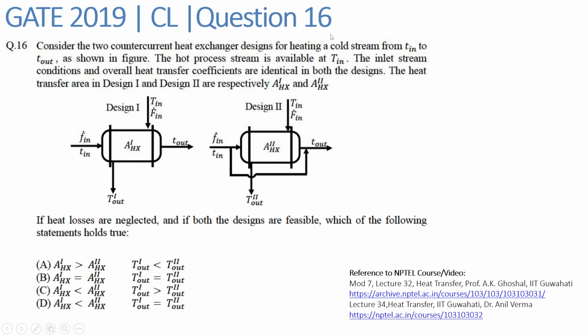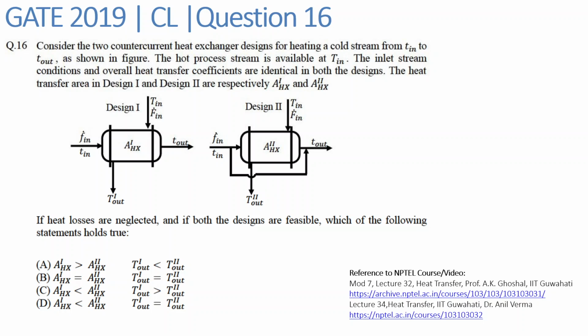Everyone, we will be solving question 16 of GATE Chemical Engineering 2019 paper from the subject of heat transfer. So the question is, consider the two countercurrent heat exchanger designs for heating a cold stream from T in to T out as shown in figure. The hot process stream is available at capital T in. The inlet stream conditions and overall heat transfer coefficients are identical in both the designs.